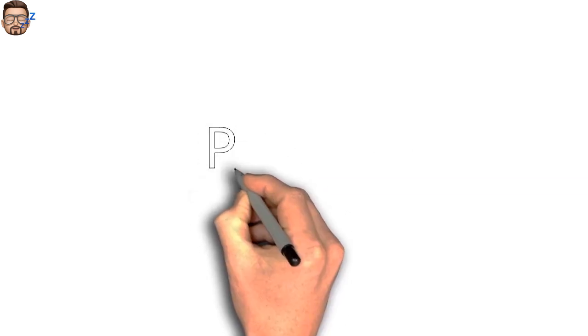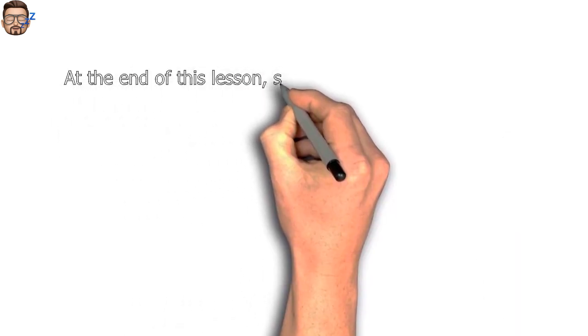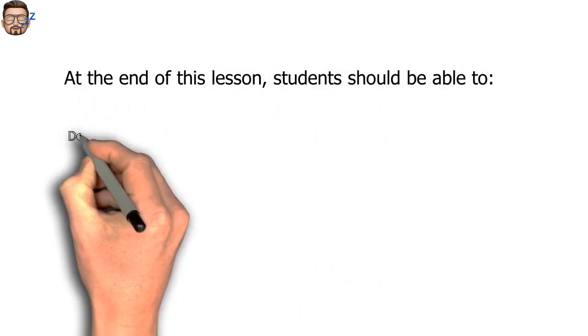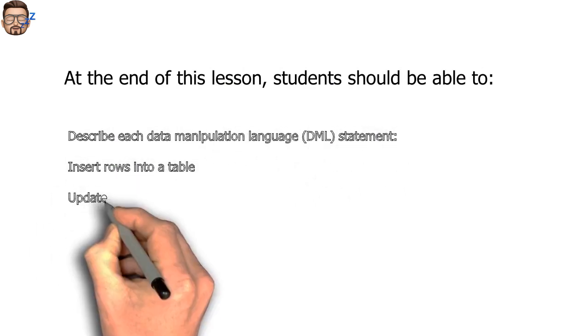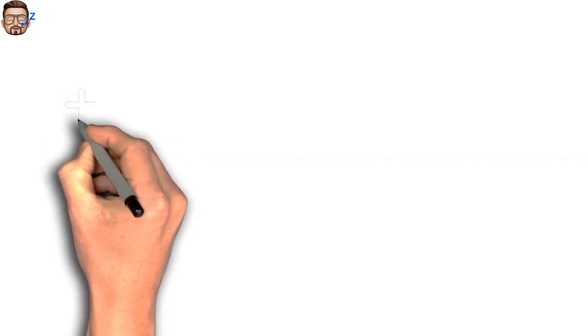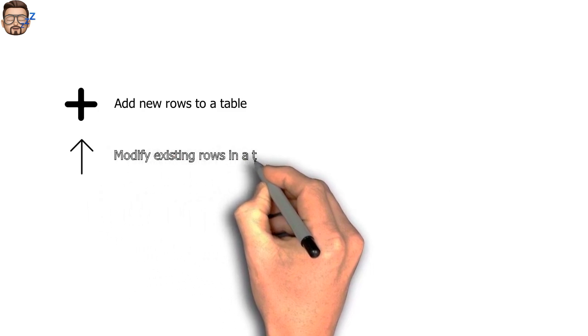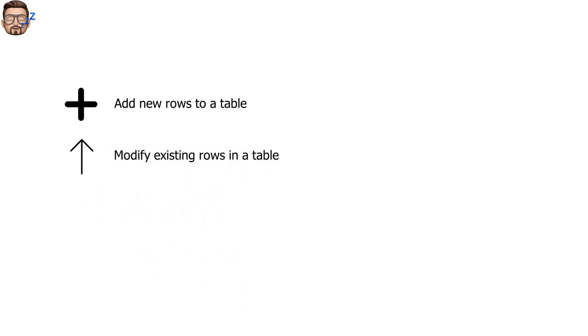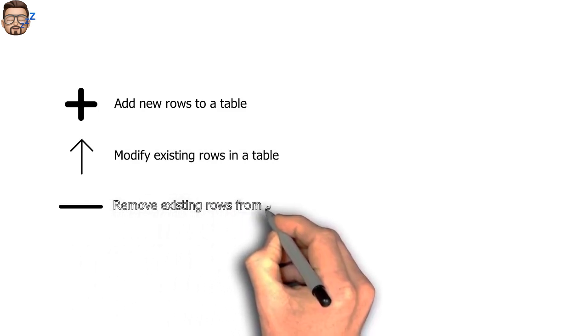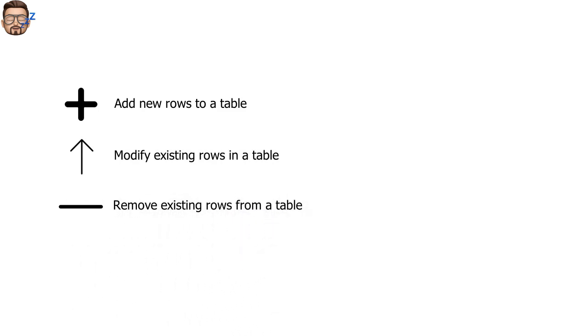At the end of this lesson, you will describe each data manipulation language (DML) statement by inserting rows into a table and updating rows in a table. A DML statement is executed when you add new rows to a table, modify existing rows in a table, or remove existing rows from a table. A transaction consists of a collection of DML statements that form a logical unit of work.